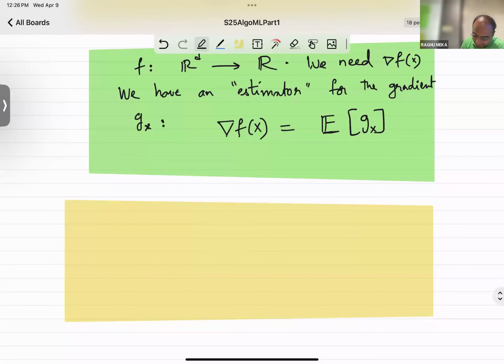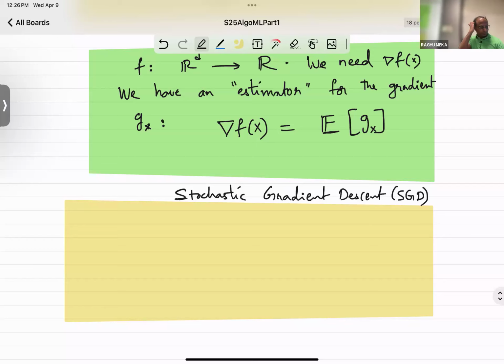Okay. And this leads to what's called the stochastic gradient descent algorithm, or SGD. All right. And so what is SGD? It's basically GD, but you replace the gradient with whatever estimator you have for the gradient.